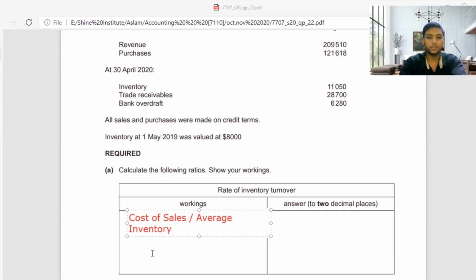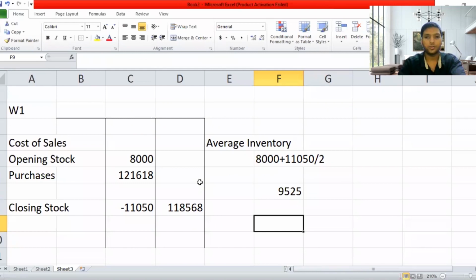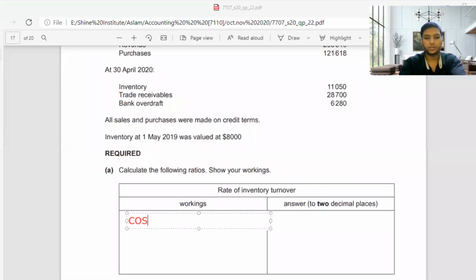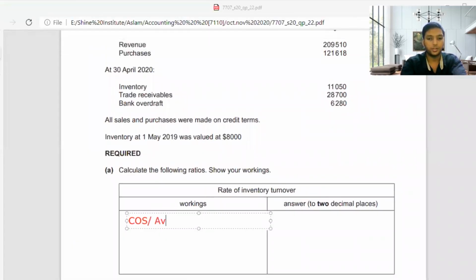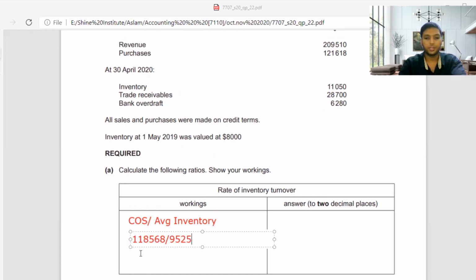So how much is your cost of sales, guys? Let's check again. 118,568. So where is it? Cost of sales divided by average inventory. Don't write short term like this. So how much was it? 118,568 divided by 9,525. If I'm not mistaken, this is the value we should take.